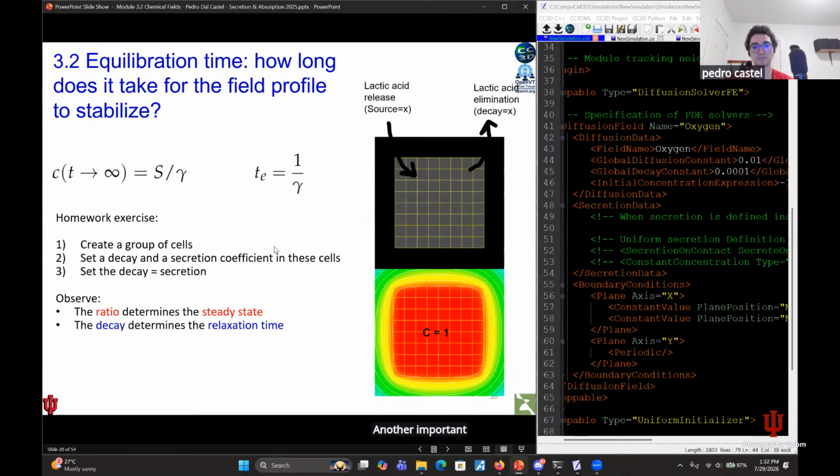Another important concept here. If you want to reach this equilibration concentration faster, you can increase your decay rate. Of course, if you just increase the decay rate, you also change the equilibration concentration. So you would like to increase both S and gamma to speed up the equilibration and keep the equilibration value the same.